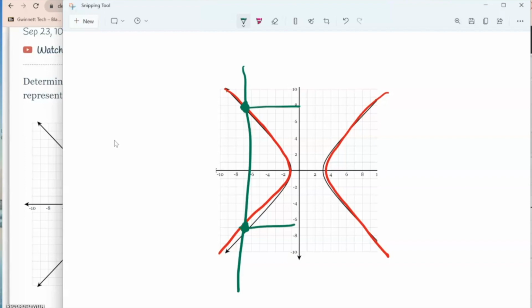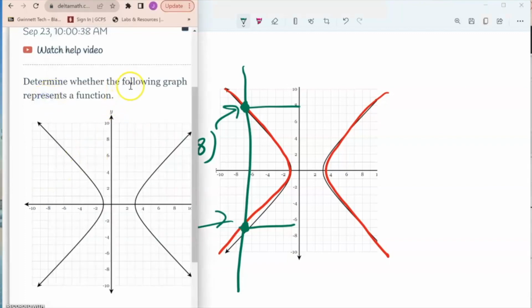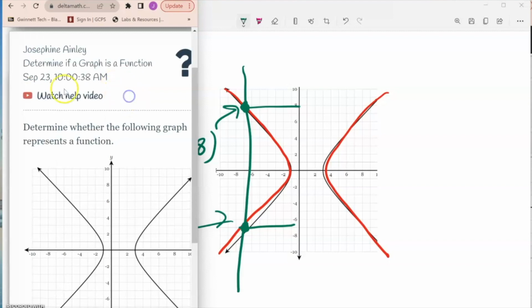I'm going to write down these 2 coordinates. So this coordinate right here is, okay, and again, my writing is going to be a little off, but -6, 8 is this one. And then this one right here is -6, -7. And you can see at that point, x is repeating. So that's what a vertical line test does. It makes it to where you don't have to write coordinates down. So if it crosses more than 1 time, it is not a function. So this one is not a function. If it only crosses 1 time, it is a function.